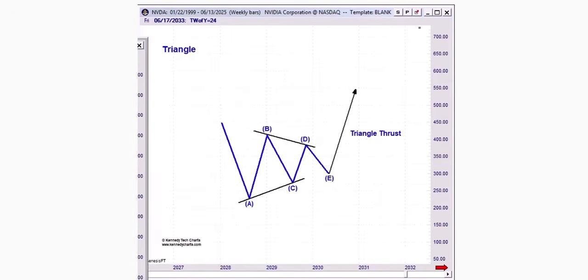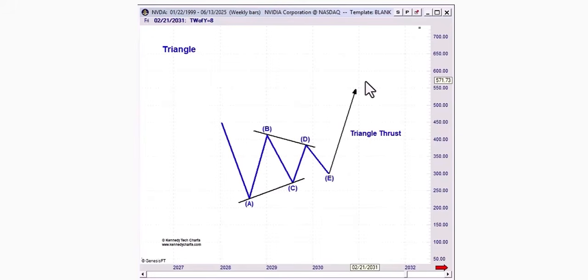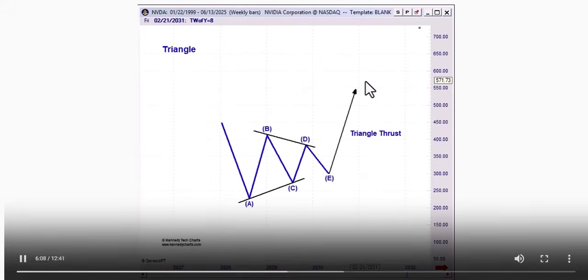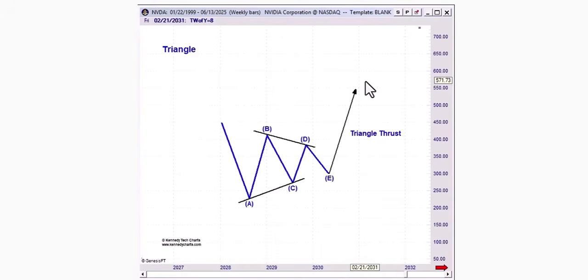Now let's move on and take a look at a few other things that I think are very important to understand about triangles. Triangles are very limited as to where they may occur. That is a bit of a characteristic that we see within, say, ending diagonals. Because remember, an ending diagonal can only occur in the fifth wave position of an impulse wave or as wave C of either a zigzag or flat.